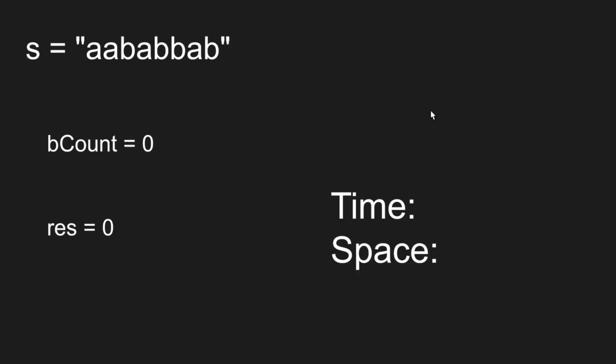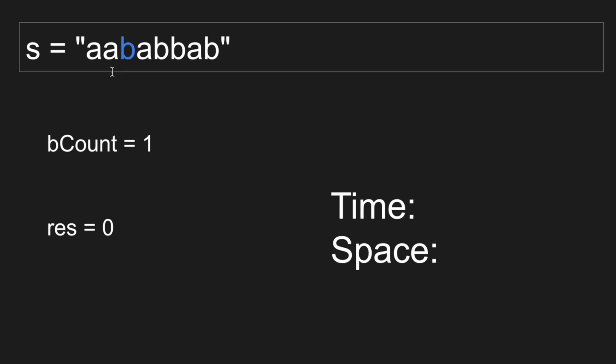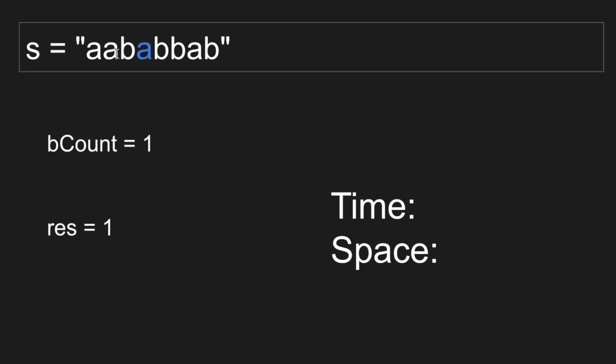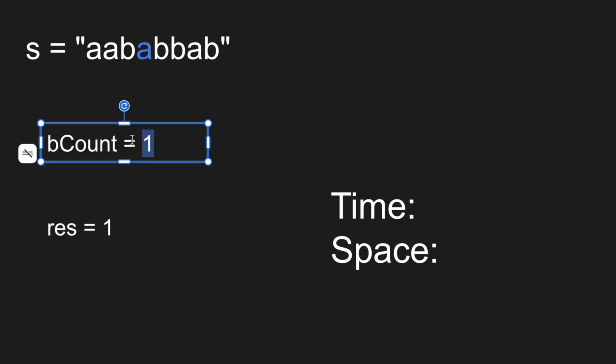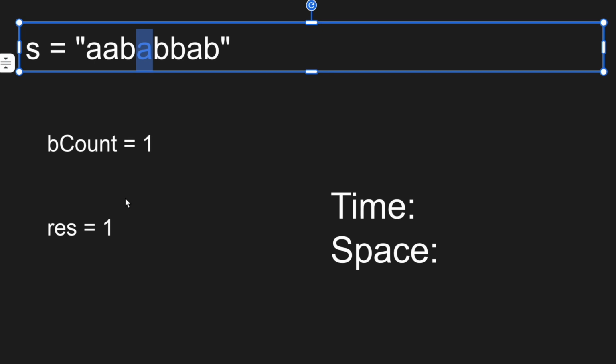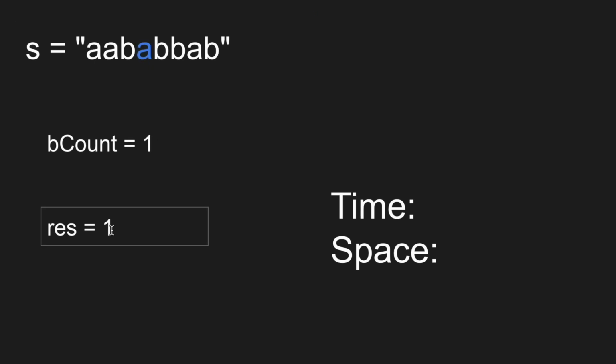So let's go through this example real quick. First, B count and result are 0. We start at A. B count is 0, so we set that to result. Same for the next A: B count is 0, set this to result. Come across a B, increment B count by 1. Now we come to A, and we can either remove the B, meaning we take B count, or we can look at the previous result, which is 0, and remove the A, so add 1 to it. Either way, it's 1, so we just set 1 to result.